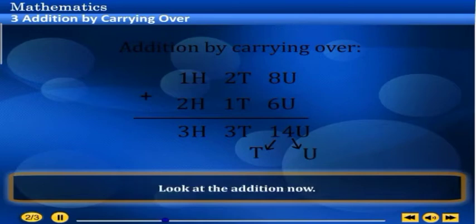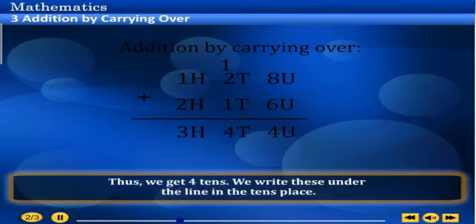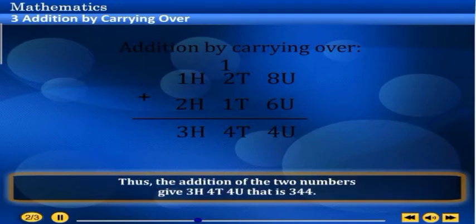Look at the addition now. 4 units are left in the units place. In the tens place, we add this new 10 to the 2 tens and 1 ten already there. Thus we get 4 tens. We write these under the line in the tens place. The digits in the hundreds place add up to 3. We write that in the hundreds place under the line. Thus the addition of the two numbers gives 300, 4 tens, 4 units, that is 344.